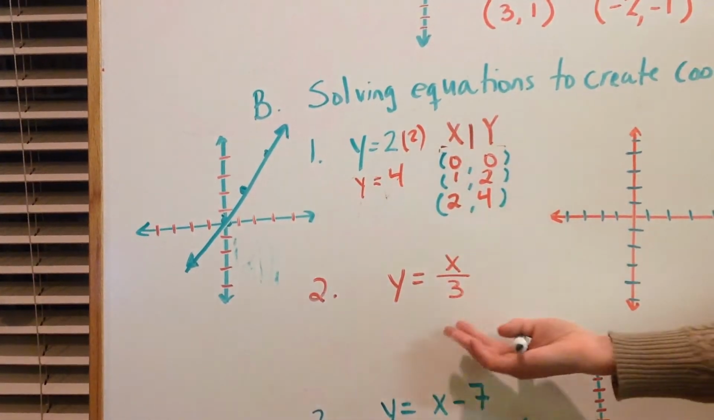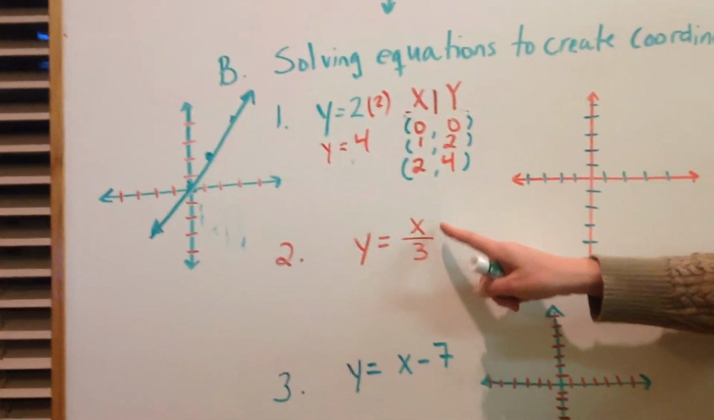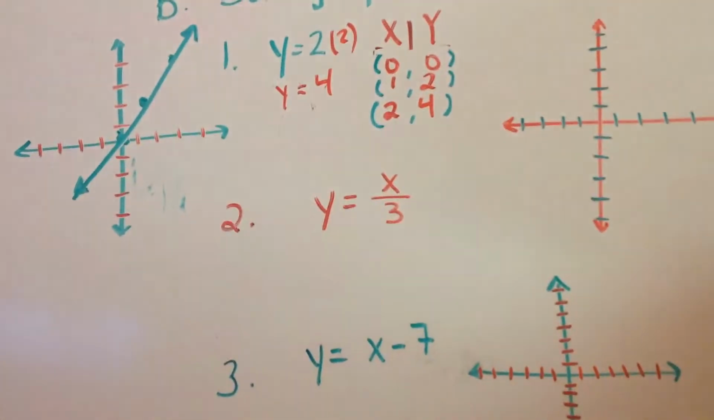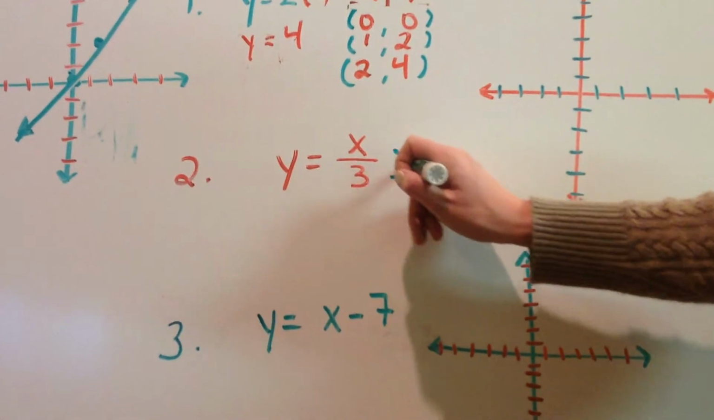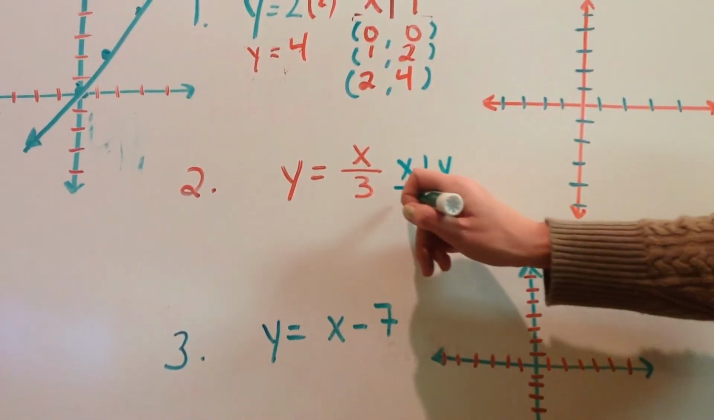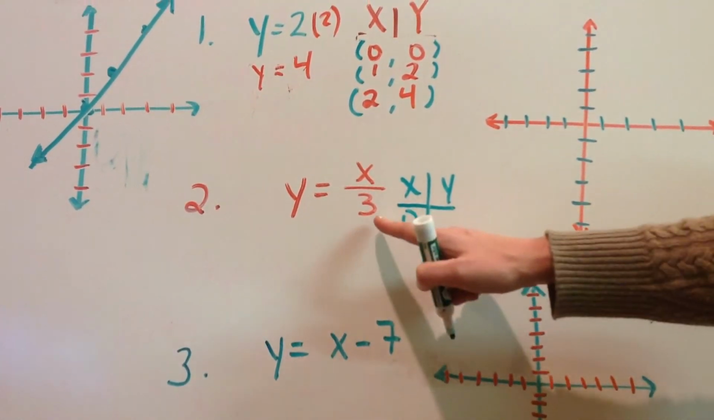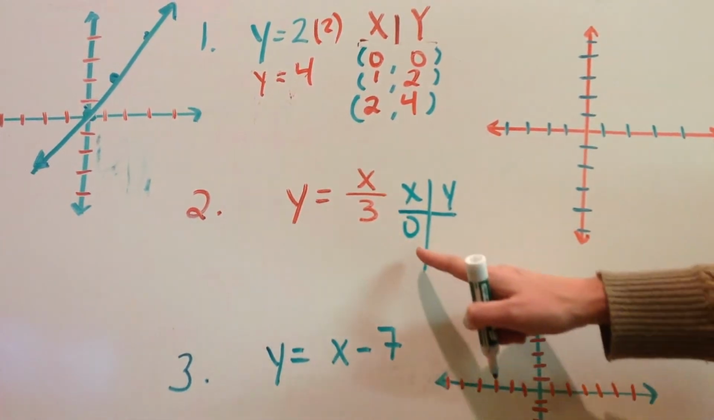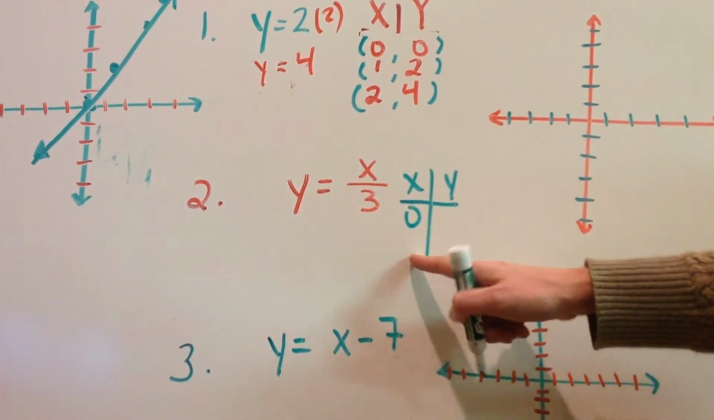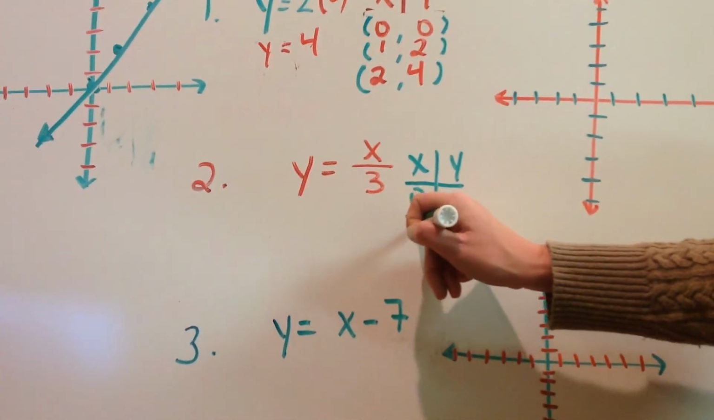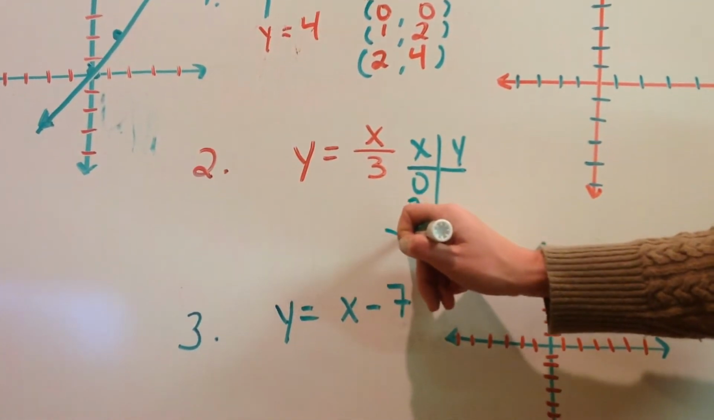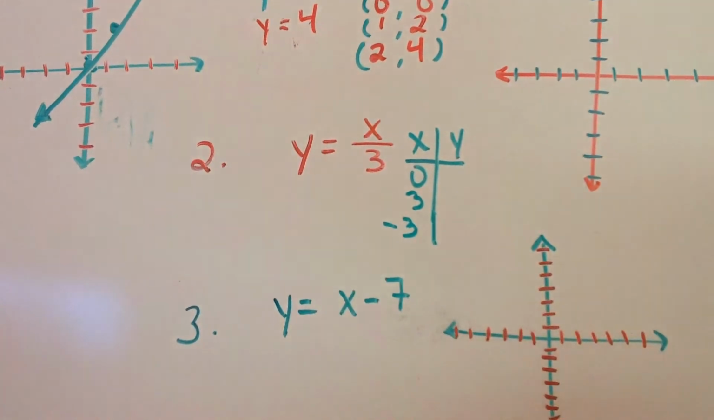So now let's look at this one right here. Y equals x divided by 3. Again, I start by making an xy table. Again, I'm going to choose any numbers I want, but I'm going to be smart. I want to choose numbers that can be divided evenly by 3. So I don't want to choose 1 or 2 because then I have to graph fractions and that's no fun. So I'm going to choose 3, and I'm going to choose negative 3. Look at that, it's wild.